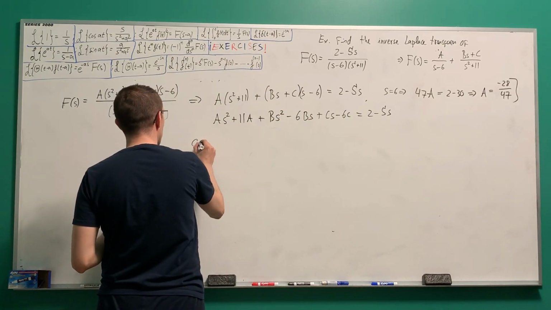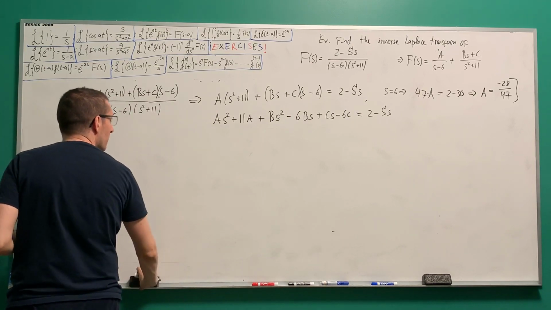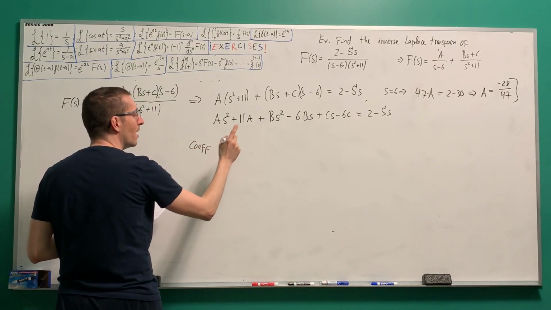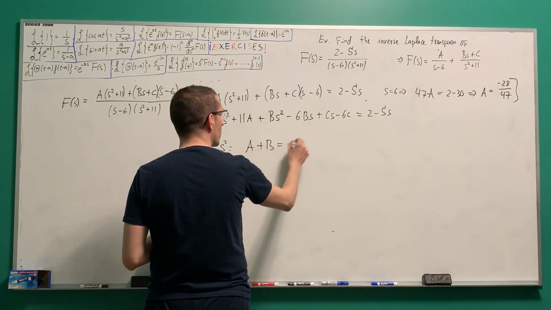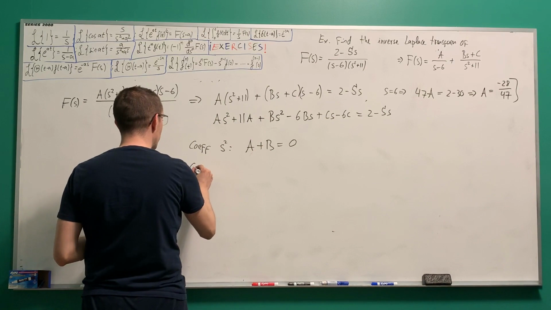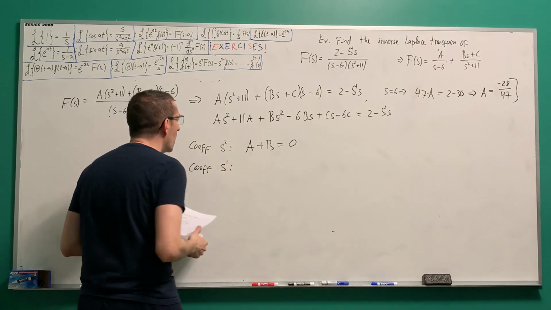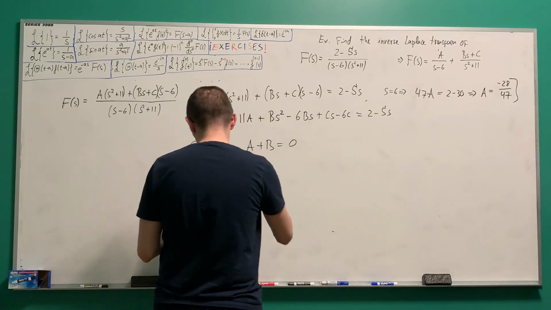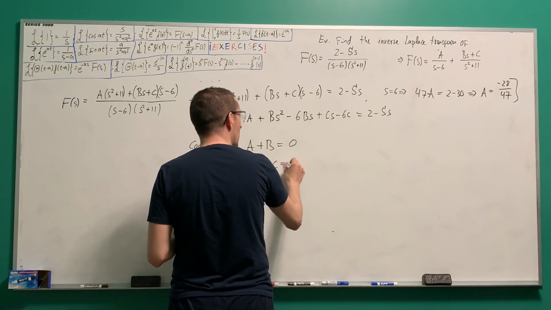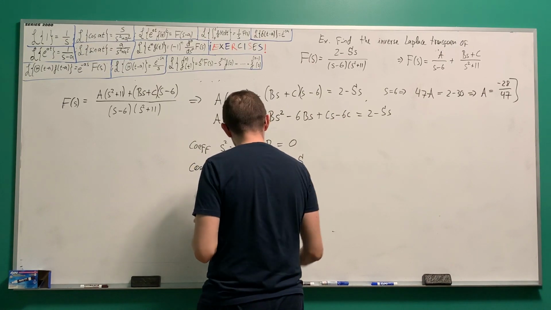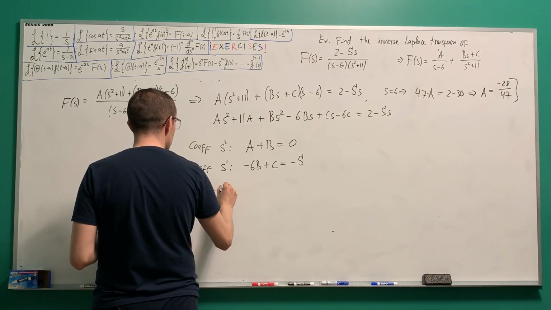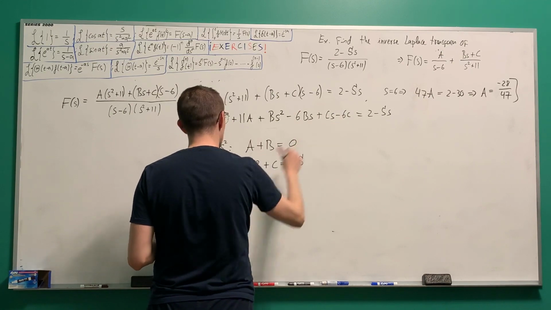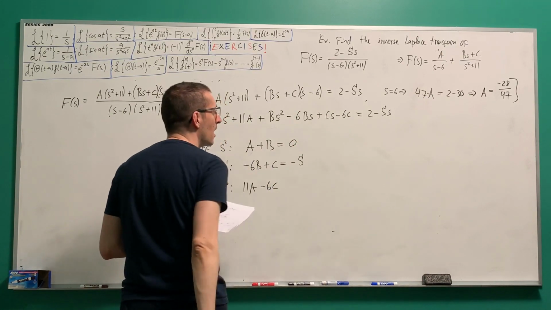So let's do that. The equation for the coefficients, maybe I'll save the space, I'll put it here and I erase. The coefficients of s squared are, on the left, a plus b. On the right, there's no square, so 0. The coefficients of s to the 1 are, what multiplies s in here? I have minus 6b, plus c on the left, so minus 6b plus c, and on the right, minus 5. And then finally, the independent terms, the coefficients of s to the 0. That gives me 11a on the left minus 6c, so 11a minus 6c, and on the right, 2.